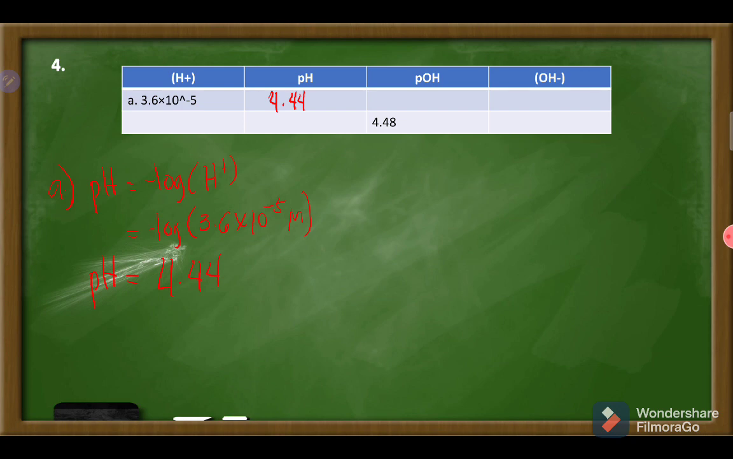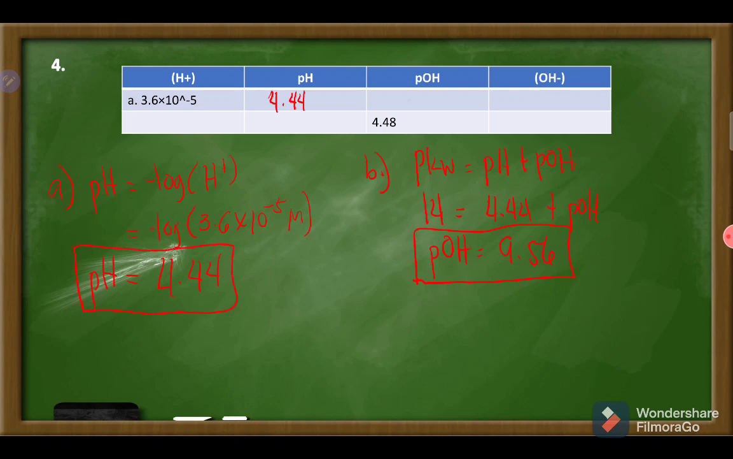Next, we are going to get the pOH value. If you can remember the formula again, pKw is equal to pH plus pOH. So for letter B, pKw is equal to pH plus pOH. So we have 14 is equal to the value of the pH, which is 4.4, plus pOH. So pOH is equal to 9.56.